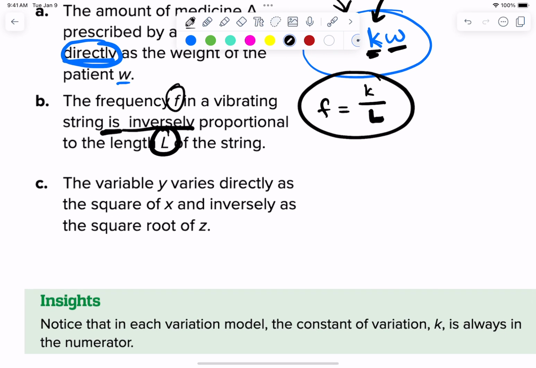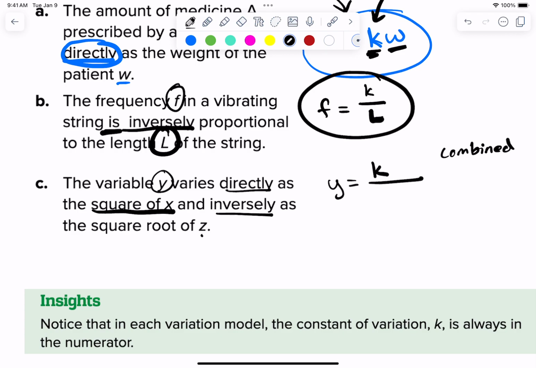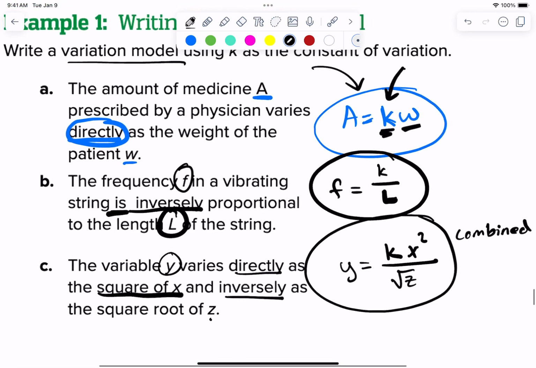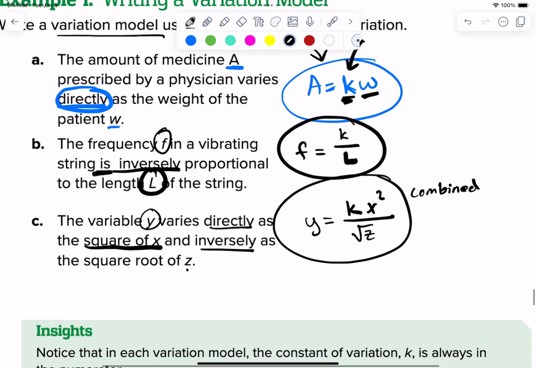Okay. Part C, the variable y varies directly as the square of x, and inversely as the square root of z. So y is my variable, and we have direct and inverse. So this is one of those combined ones. I want k on the top and the square of x. What's the square of x look like? X squared, and then the square root of z goes on the bottom. So that's a little bit more intricate because they have the square and the square root stuff. So make sure you insert those where they need to be. But that's the variation model. Got it? That was a combined variation.